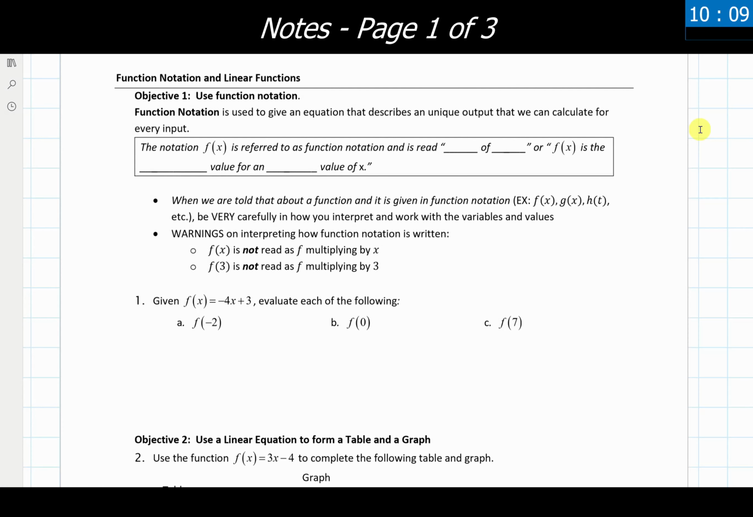In this video, we're going to discuss function notation and linear functions and how those go together. So we're going to start at the very beginning here with our definition of function notation. And function notation is used to give an equation that describes a unique output that we can calculate for every input. The way we want to think of this more directly is in this box right here.